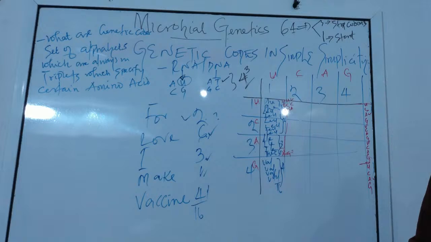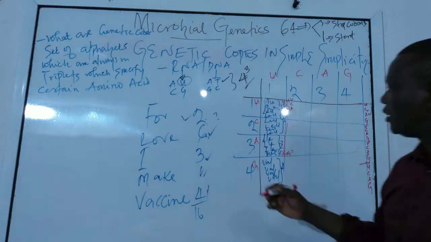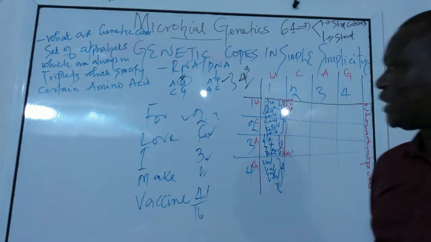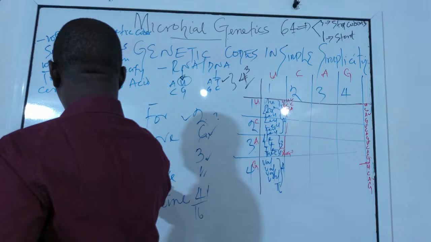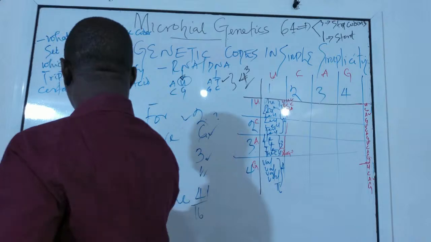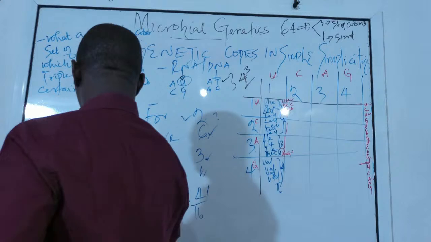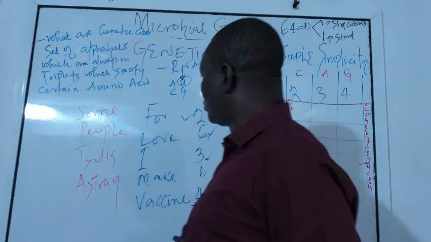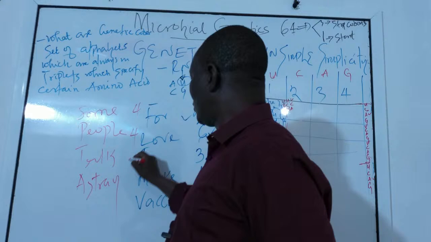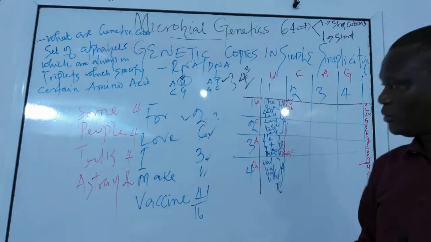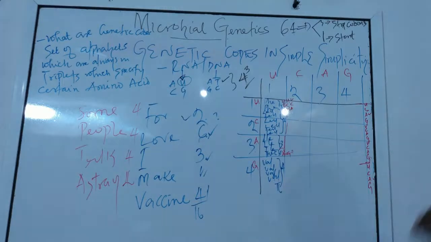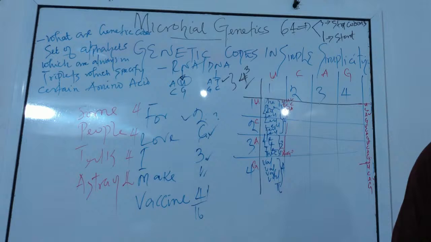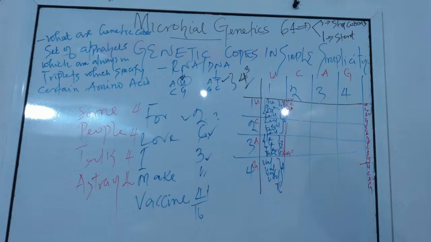So the next combination of words is: some people talk astray. Okay, this one is going to be 4 4 4 4. So when you add it together, you are still going to have 16.